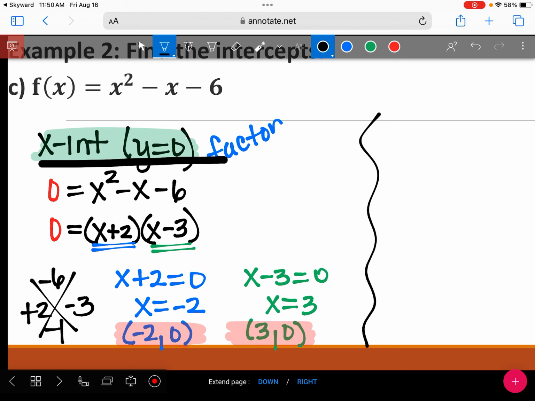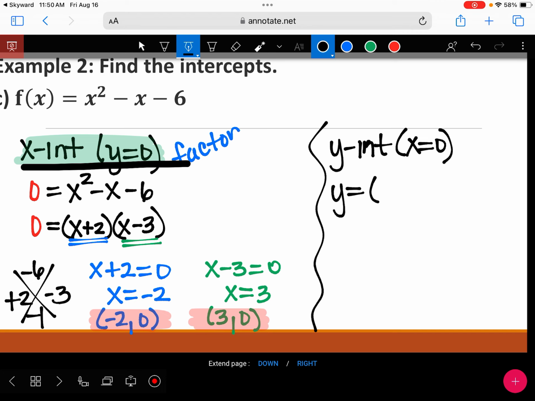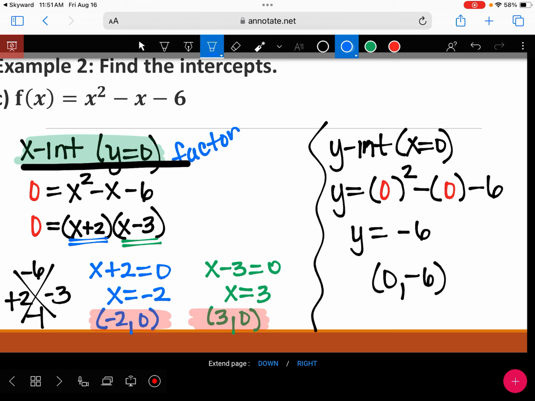So now let's find our y-intercept. For a y-intercept, that's when x equals 0. So your y-intercept is going to be y equals, I'm just going to rewrite this. Put your 0 in. Figure out what you get for y. What do you think you're going to get? So your y-intercept would be, how would you write that as an ordered pair? 0, -6. Any questions about that?